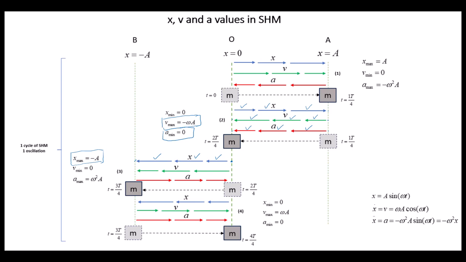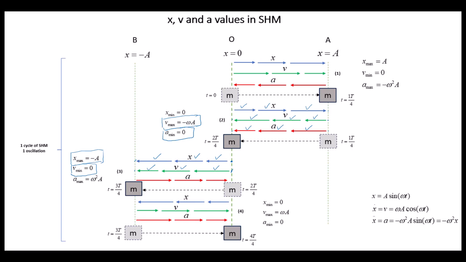Talking about the velocity, the velocity of the object is the maximum at the center point O, and it goes on reducing as it moves towards the left-hand side, and finally at the point B, the velocity becomes 0, which is the minimum value of the velocity.